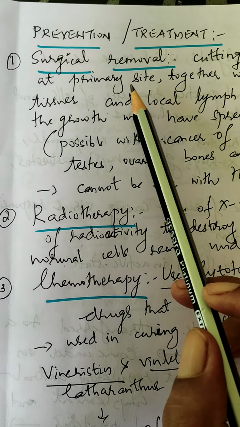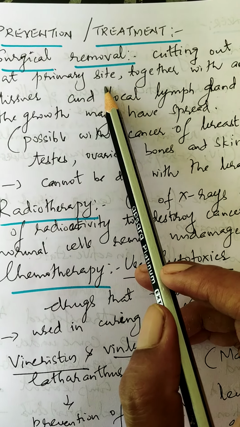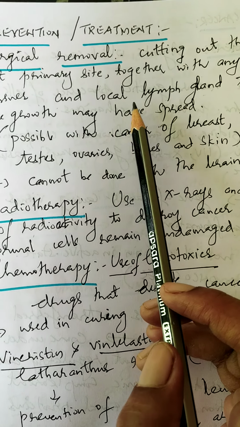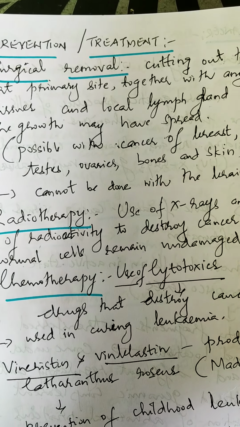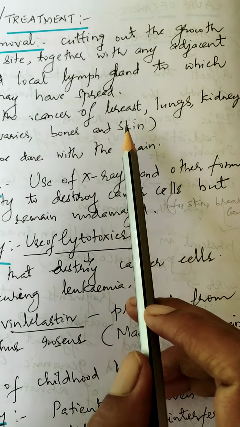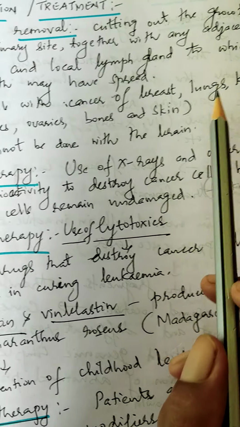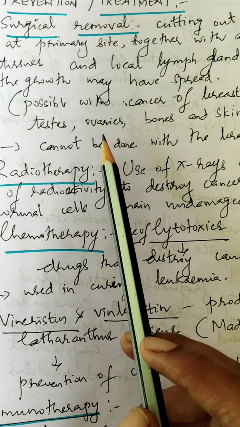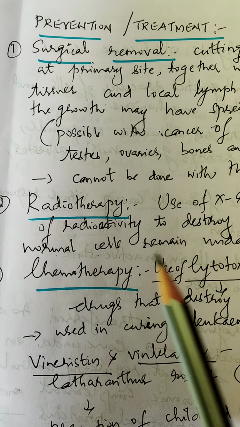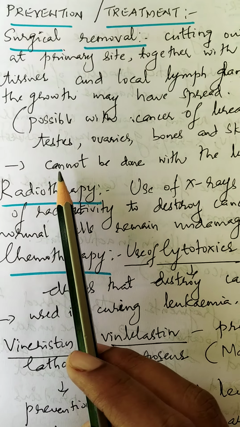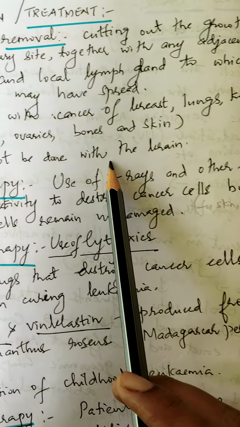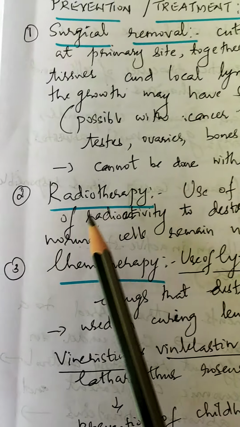So surgical removal includes cutting out the growth from the body, that is from the primary site, together with the nearby tissues as well as the local lymph glands, so that it may not spread to the other parts. And this is possible in case of cancer of the breast, lungs, kidneys, etc. Testes, ovaries, bones and the skin. And the main thing is that this surgical removal cannot be done with the organ brain.